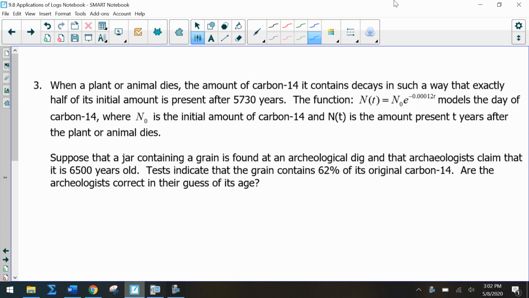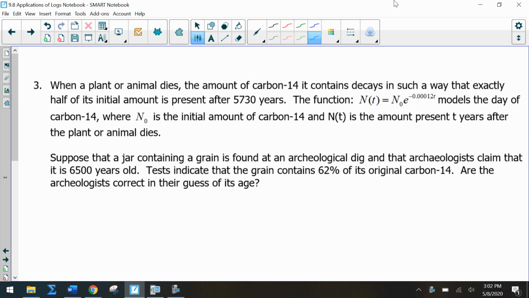Here's an explained solution for number 3 on the applications worksheet. So when a plant or animal dies, the amount of carbon-14 it contains decays in such a way that exactly half of its initial amount is present after 5,730 years. The function N of t equals N sub 0, or N naught, e raised to that exponent.